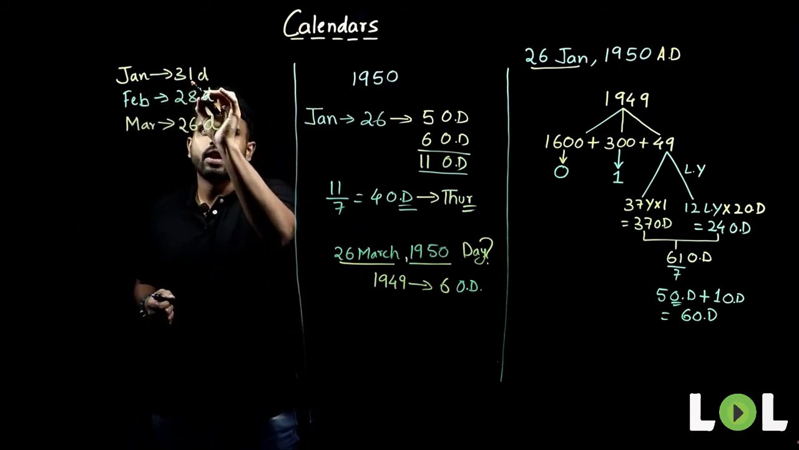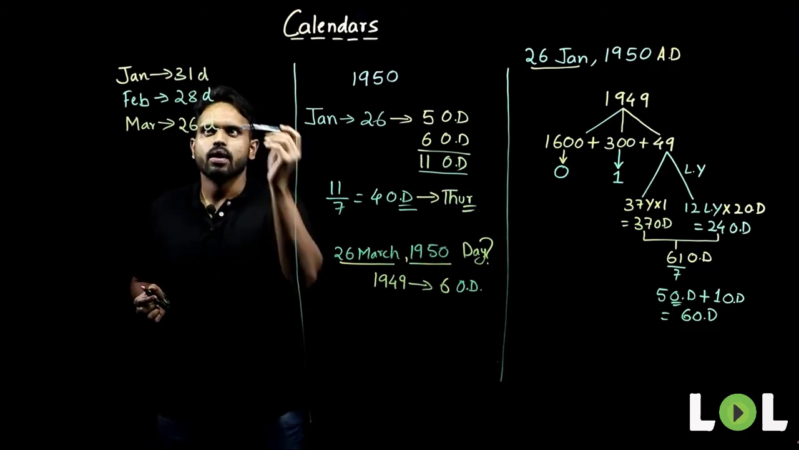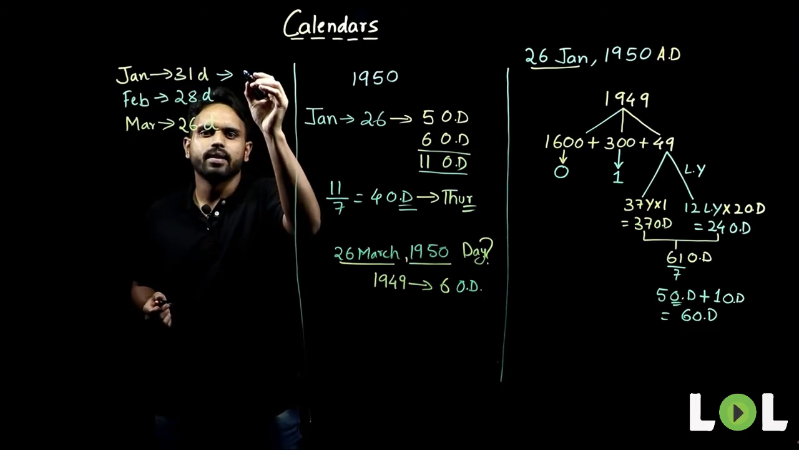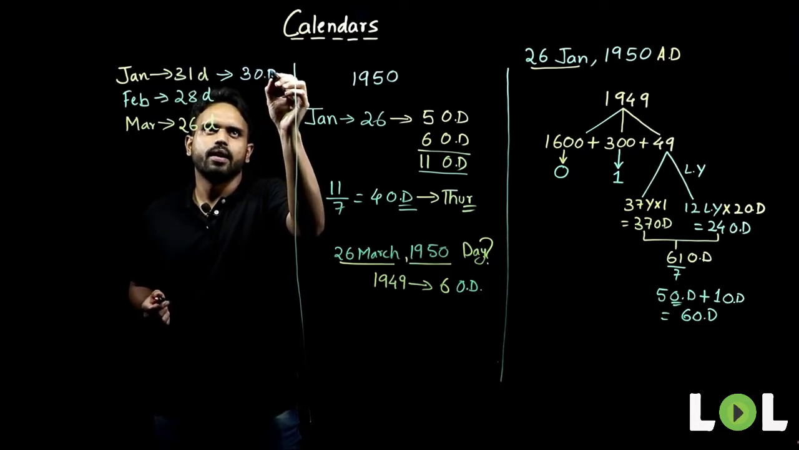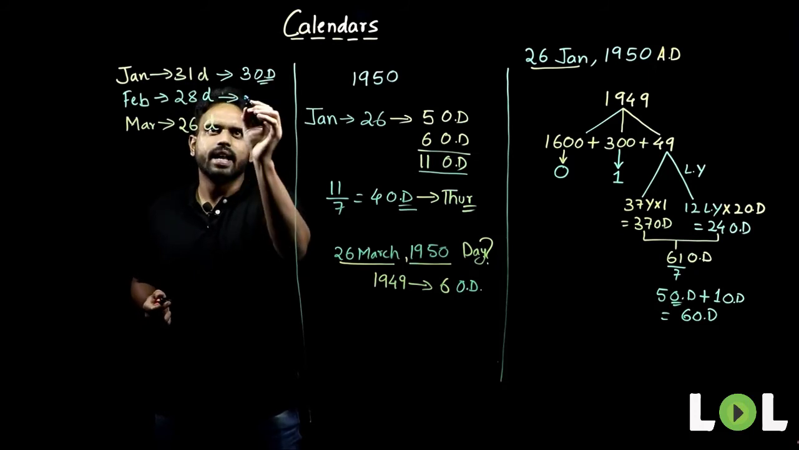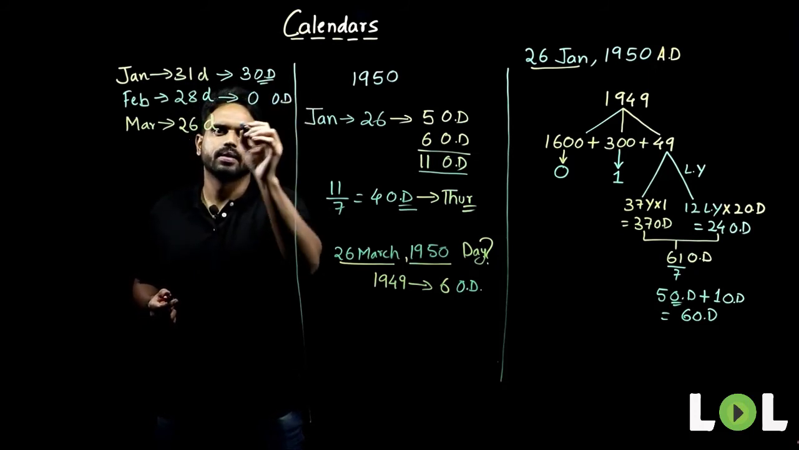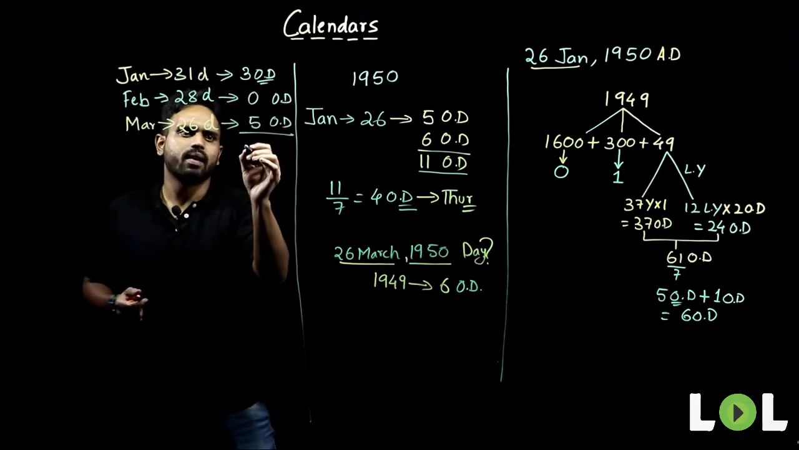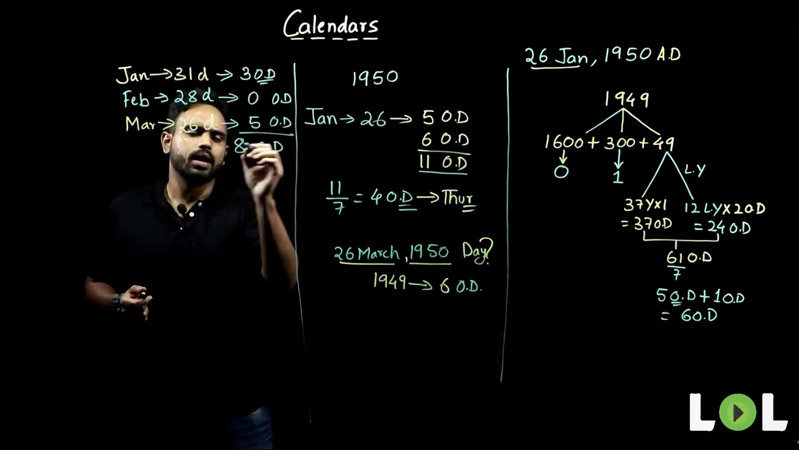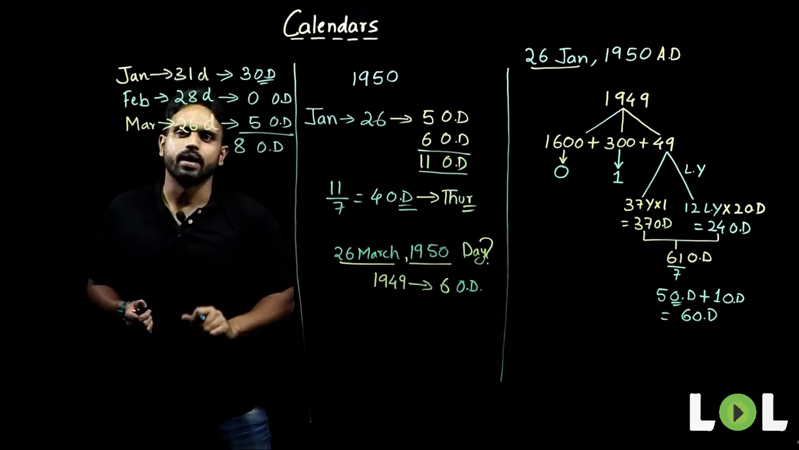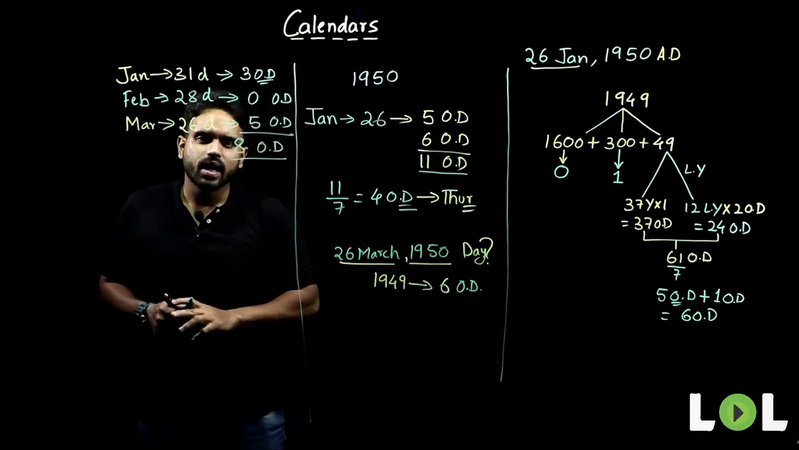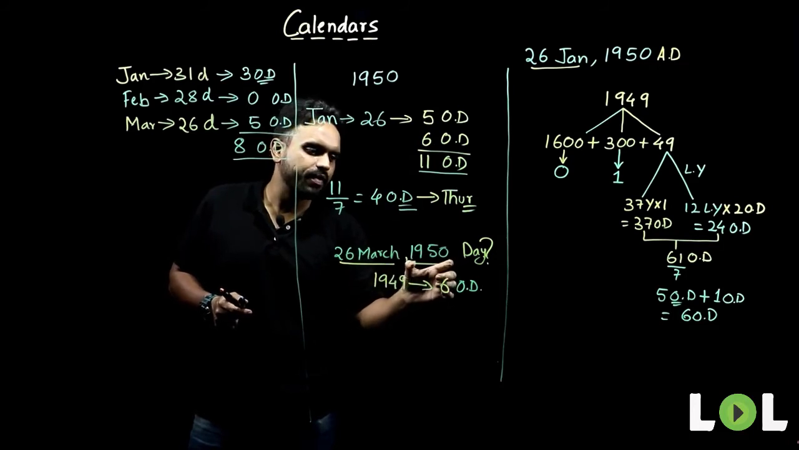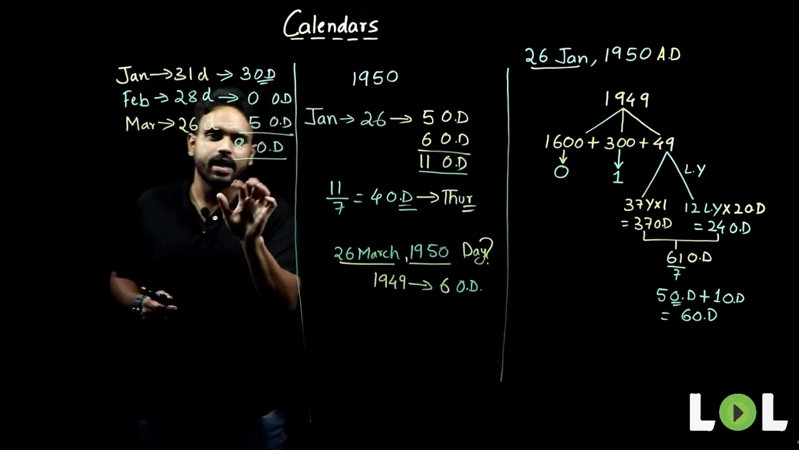Now, can the number of odd days be greater than 7? No. If I have 31 days, how many odd days will I have? I will have 3 odd days. 28 days, I will have 0 odd days. 26, I will have 5 odd days. So totally together I will have how many odd days? 8 odd days. These 8 odd days came from where? January, February and March of the running year, that is 1950.